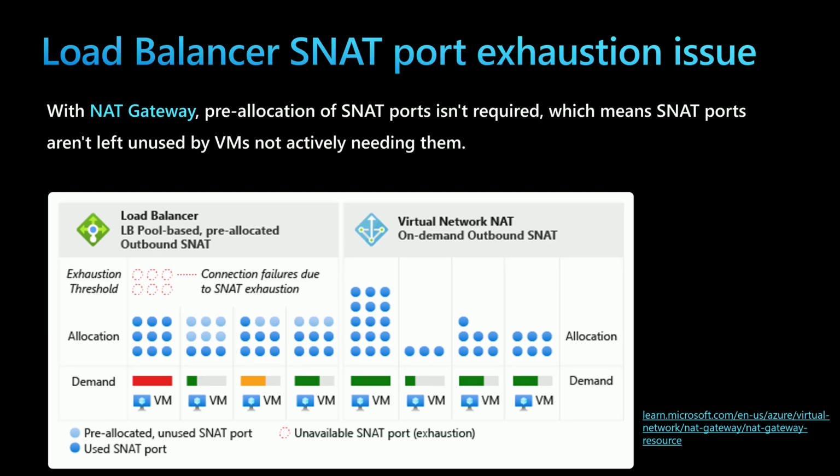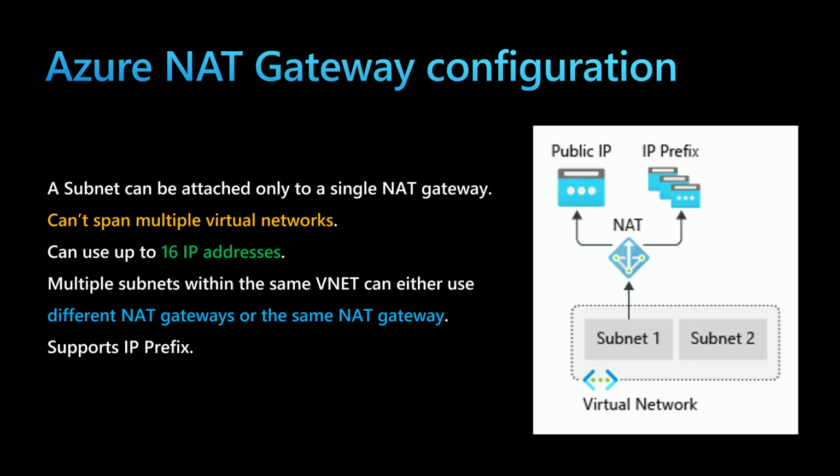So how do you configure a NAT gateway? You attach the NAT gateway to a subnet. You don't attach it to an Azure resource like a virtual machine, as is the case with an Azure load balancer, for example. A subnet can be attached only to a single NAT gateway. It does not support multiple NAT gateways. And if a NAT gateway is used within one virtual network, then it cannot be used within other virtual networks. Within the same virtual network, it can be attached to multiple subnets. A NAT gateway can use up to 16 IP addresses. Those could be public IP addresses or IP prefixes.